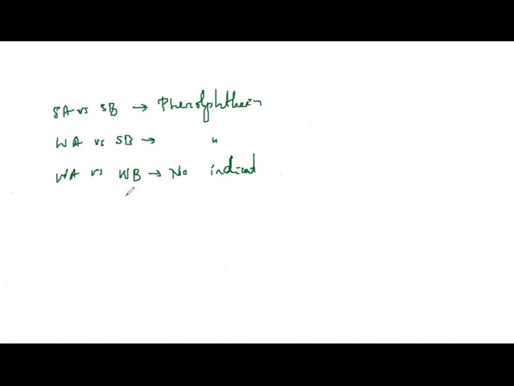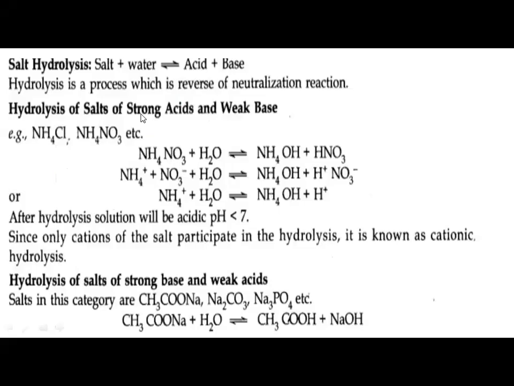So the reason for the use of different indicators is that indicators are either weak acids or weak bases, and when dissolved in water, their dissociated form acquires a color. Phenolphthalein is colorless in acid solution and pink in basic solution. So they indicate different colors in acidic and basic solutions. That's the reason we go for indicators, to indicate the change in color when a reaction has occurred. So you can see here, hydrolysis of salts of strong acids and weak base.